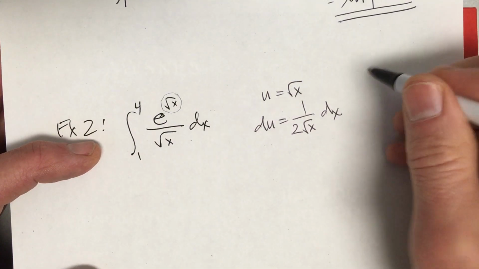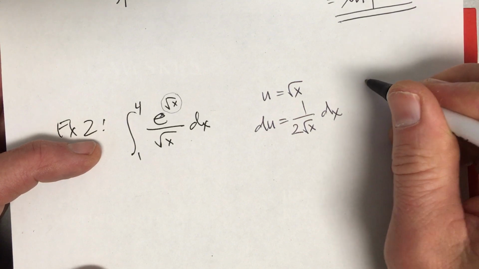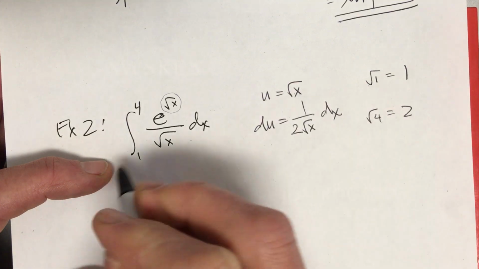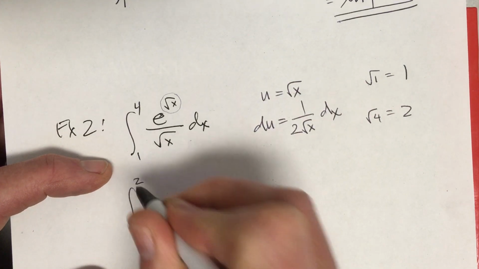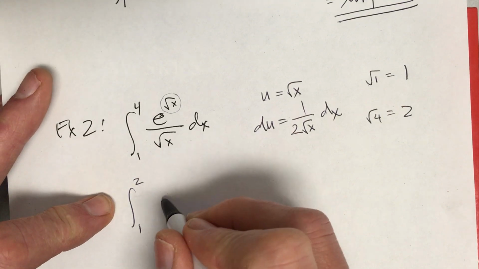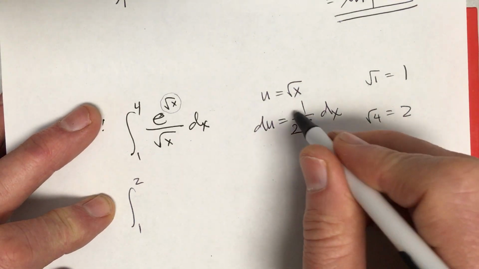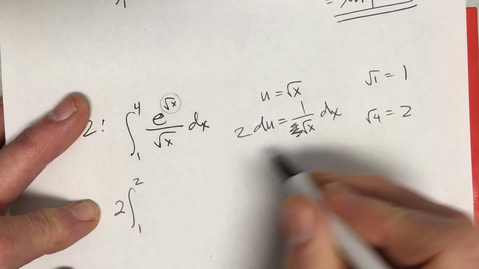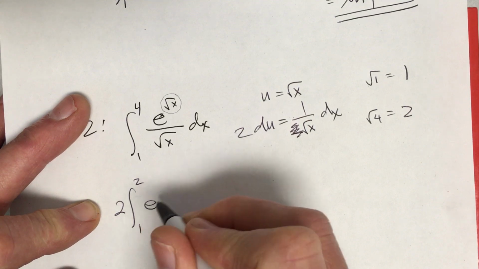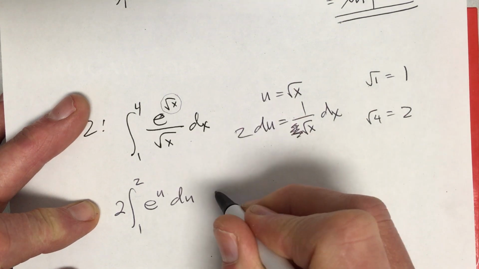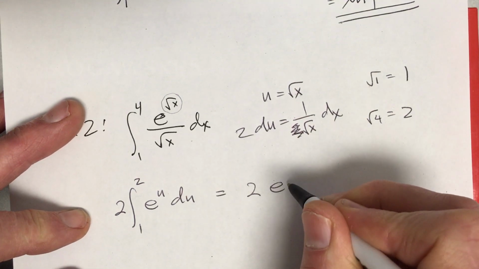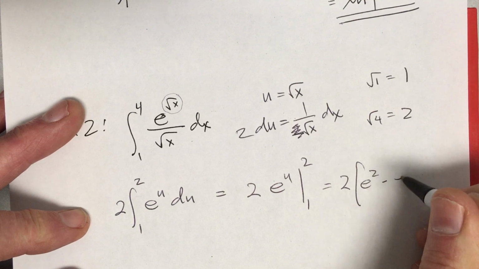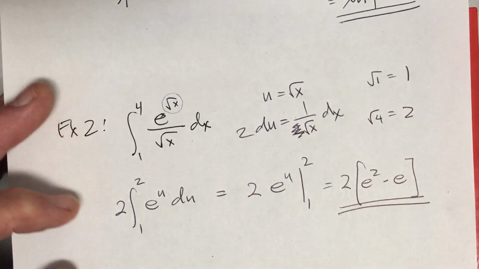So then if I plug in 1 here, I will have the square root of 1 equals 1, and the square root of 4 equals 2. So since my substitution is the square root of x, this becomes from 1 to 2 the integral of, I actually need to get rid of this 2 here because it's 1 over x. So I'm going to multiply both sides by 2. And this then becomes 2 times e to the u du, which then is equal to 2 times e to the u evaluated from 1 to 2, which is 2 times e to the 2 minus e to the 1, or e. And so that's the answer for that one.